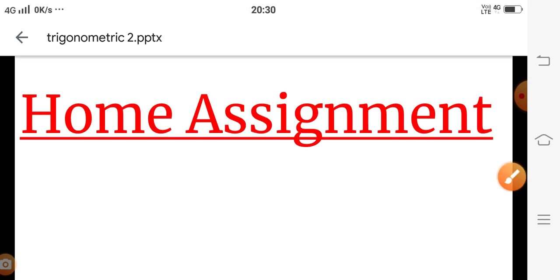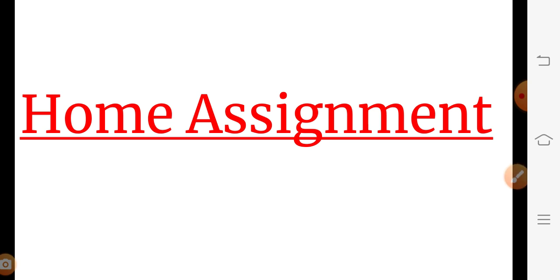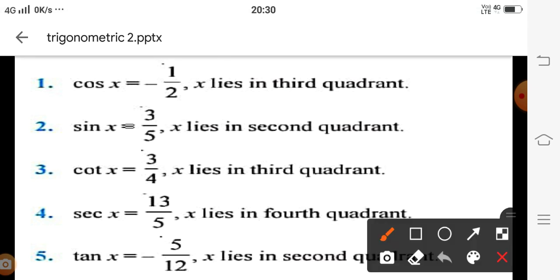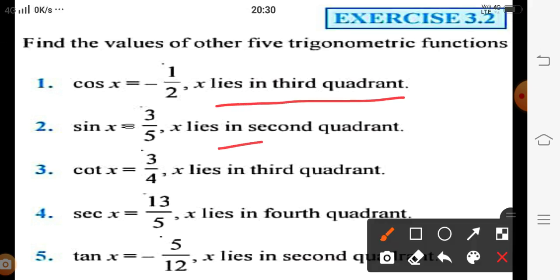Similarly, on the basis of these, you have to solve the questions of exercise 3.2, these 5 questions. The quadrant is mentioned, and if the quadrant is mentioned, then you should go through the concept of the quadrant, in which quadrant which t ratios are positive and which are negative. Otherwise you are losing marks. Then in the next presentation we are going to solve questions 6 to 10.